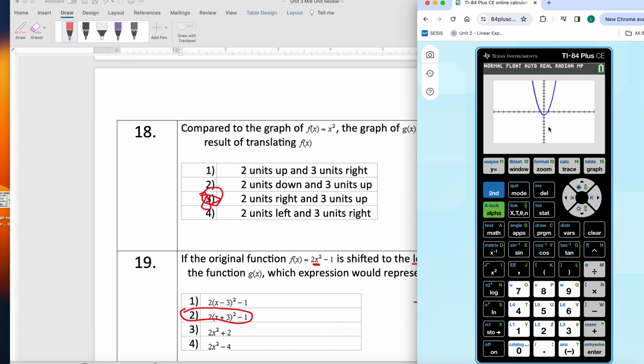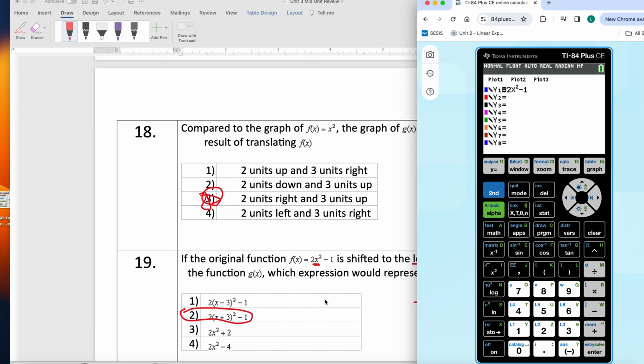Look at that graph. That's where it is right here, right? The original graph got more narrow, not more vertical, sorry. It squeezed a little bit because of that 2, and it went down 1, right? Now, you can graph each one and see which one works.